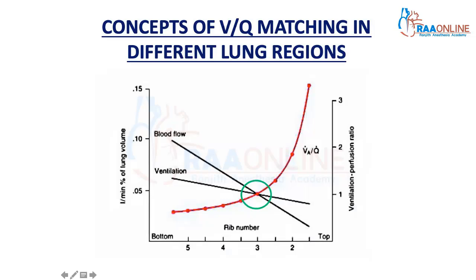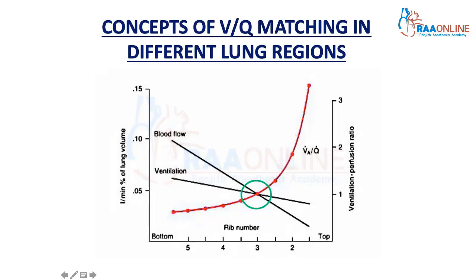Below that, if you go down from the third rib, that is the fourth and the fifth rib, the V/Q ratio becomes less than 1. And if you go above the third rib, that is the second and the first rib, the V/Q ratio becomes more than 1, approximately 3 at the first rib.